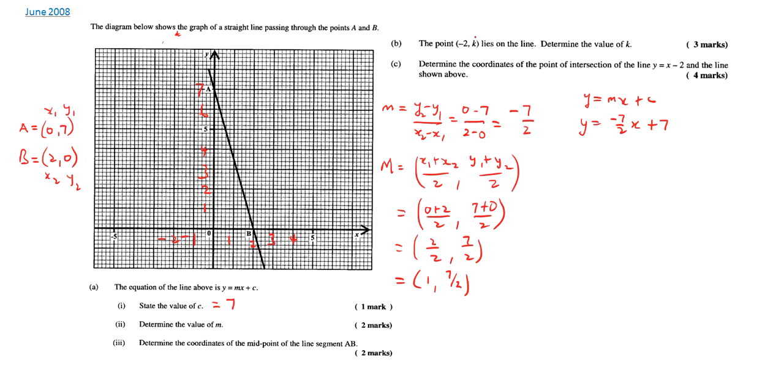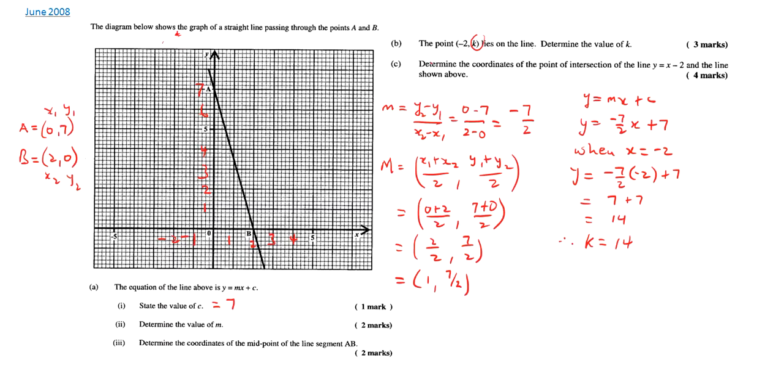So in order to find the value of k here, we just need to substitute x equals minus 2 into that equation. So when x equals minus 2, y is equal to minus 7 over 2 multiplied by minus 2, plus 7. Right? And so minus 7 over 2 multiplied by minus 2, the 2s will cancel, so that'll be 7 plus 7, which is equal to 14. So therefore k is equal to 14.